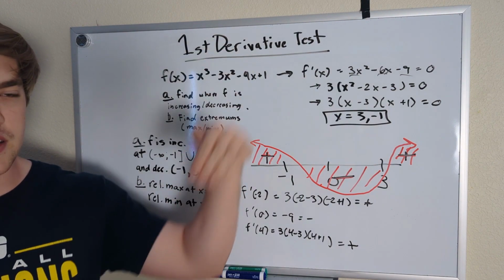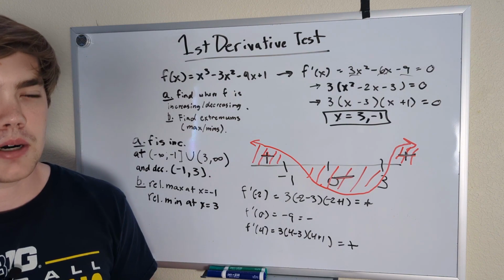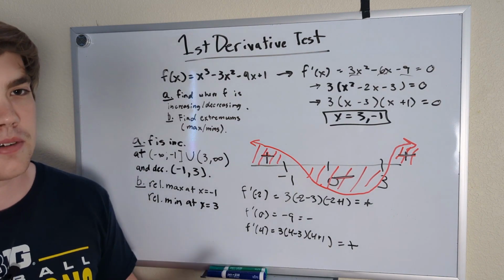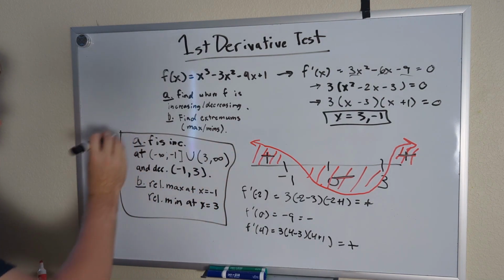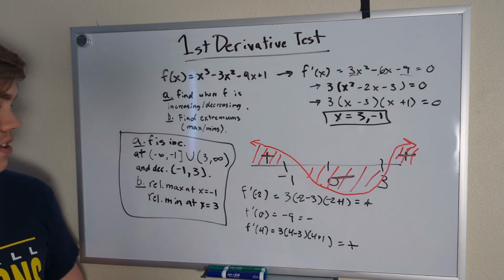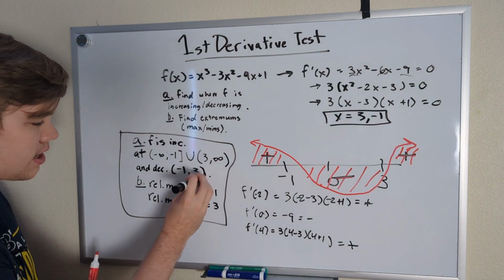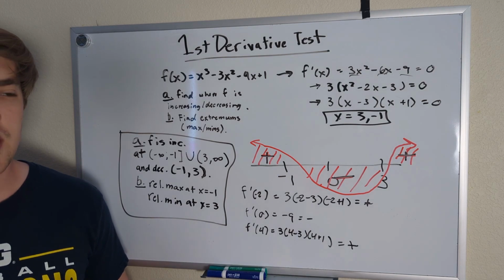Therefore, it dips like this, goes from decreasing to increasing. And when it does that, the function is a relative minimum. Think of the bottom of the parabola and the top of a parabola. So here's our answer. F is increasing at -infinity to -1 union 3 to infinity, and decreasing at -1 to 3. By the way, this is a parenthesis, not a bracket. And the relative maximum is at -1, and the relative minimum is at x equals 3.